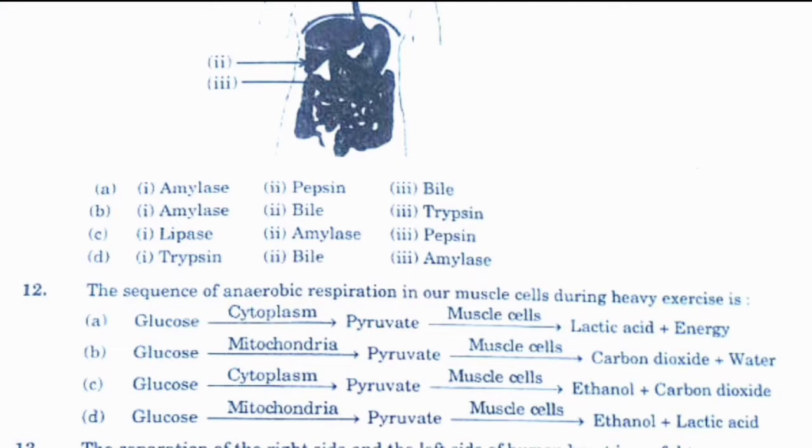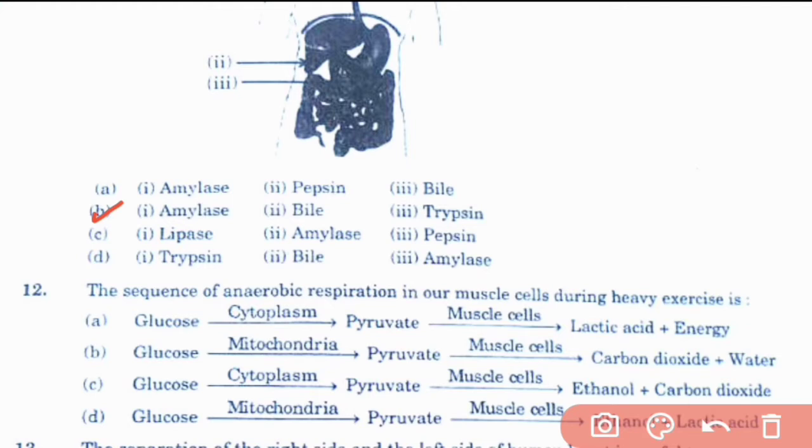Option number C, lipase, amylase, pepsin. Option number D, trypsin, bile, amylase. So the correct answer is option number B, that is amylase, bile and trypsin. Next question, that is question number 12.